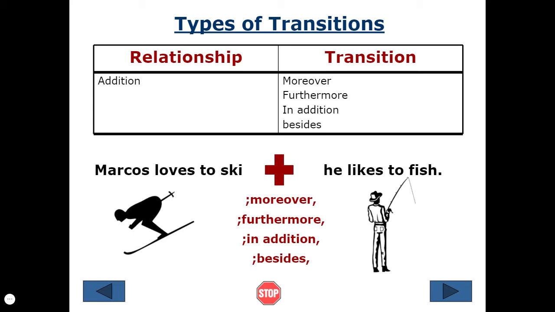So there are different relationships that transitional words can create. I'm going to review a few with you. Just know that there's quite a few more out there that you can look up if you are struggling. So the first one that I want to talk about is transition words that create kind of that relationship of addition. So those would be moreover, furthermore, in addition, and besides. So for example, Marcos loves to ski. Furthermore, he likes to fish. So that's kind of saying like in addition to liking to ski, he also likes to fish. So it adds that relationship of addition.